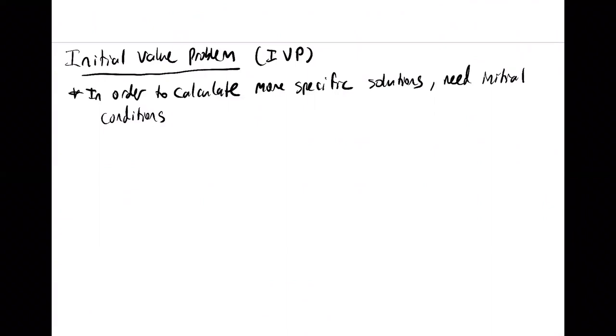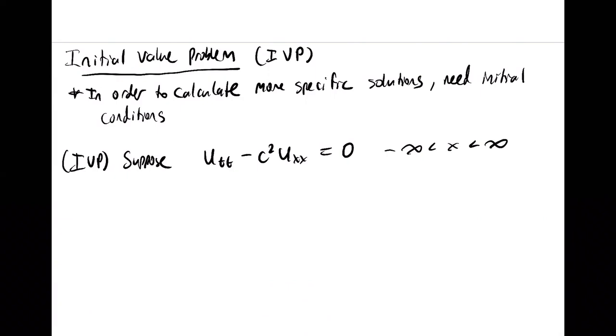And so for the wave equation, it takes the following form. So suppose I know that my function u is a solution to this equation, u_tt minus c squared u_xx is equal to 0, where the input variable x is between minus infinity and infinity. And suppose also that I have two initial conditions. Let's suppose that when time is equal to 0, before I let time evolve, my function u is equal to some other function, say phi of x.